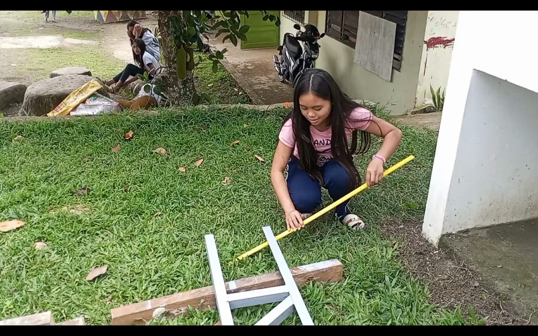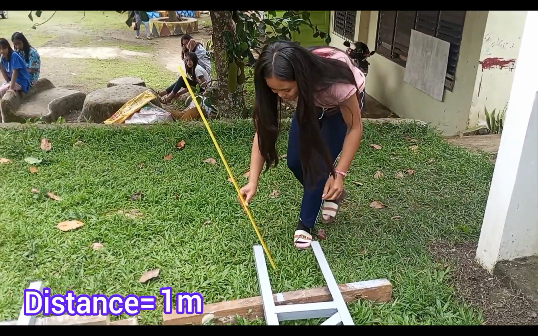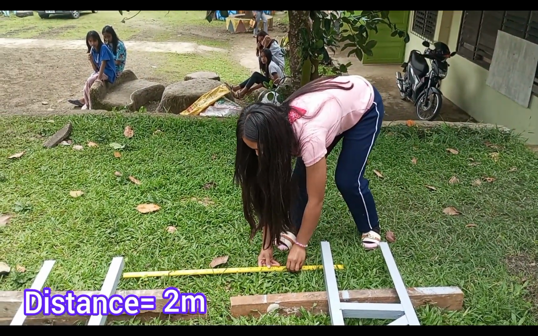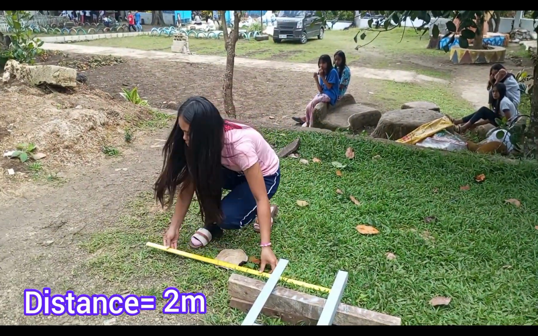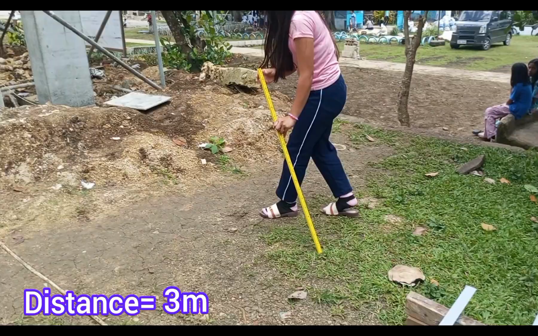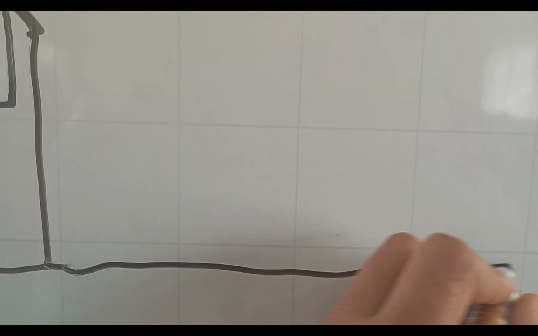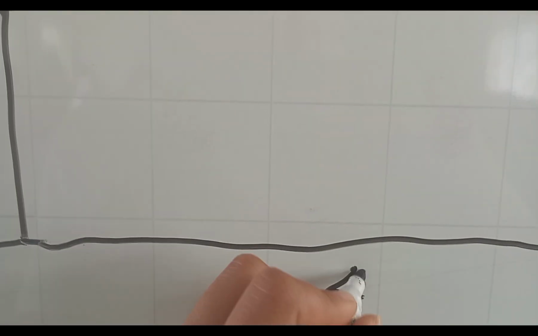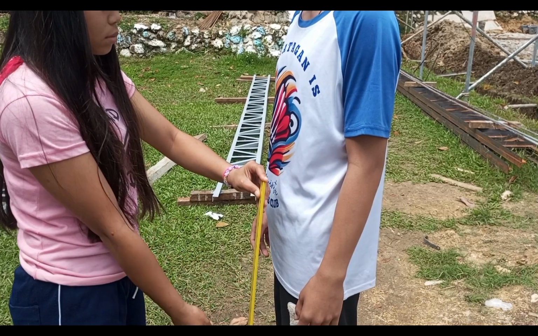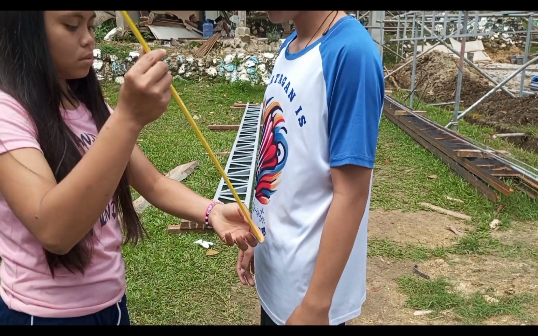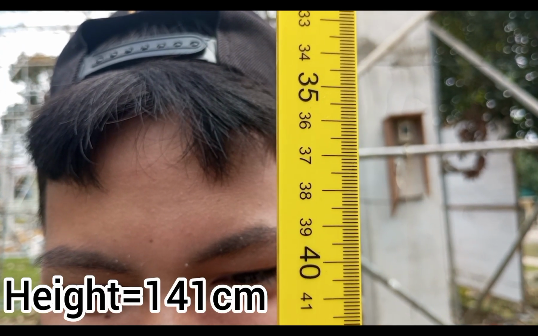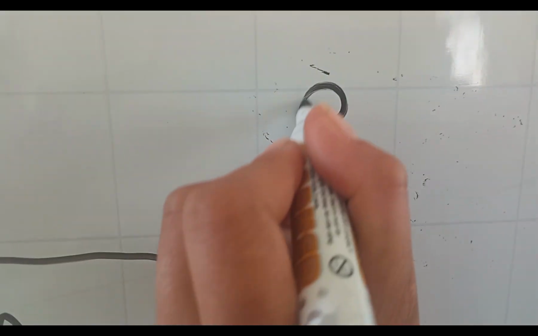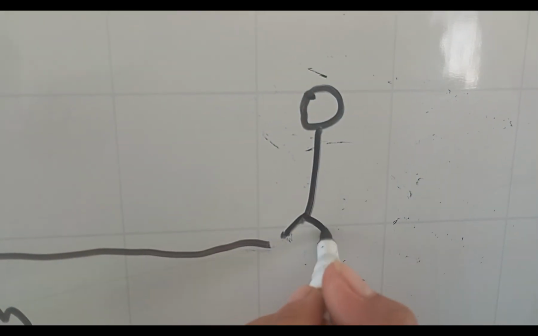We'll do it with just a meter stick and a protractor. First, use the meter stick to measure how far the observer is standing from the building. As you can see, that is a 4-meter distance. Second, measure the height of the observer. That is a 141 centimeter height.